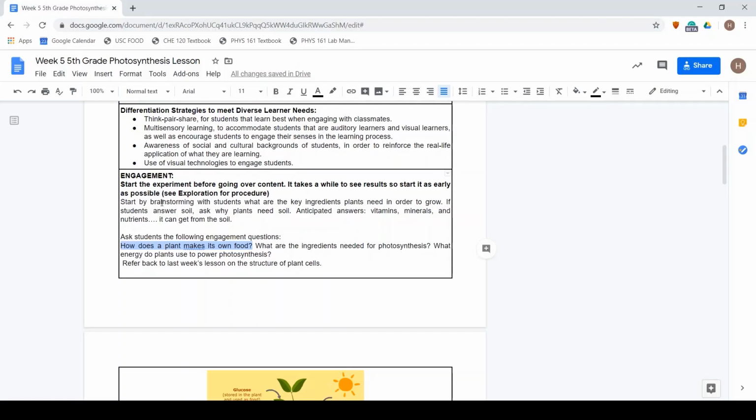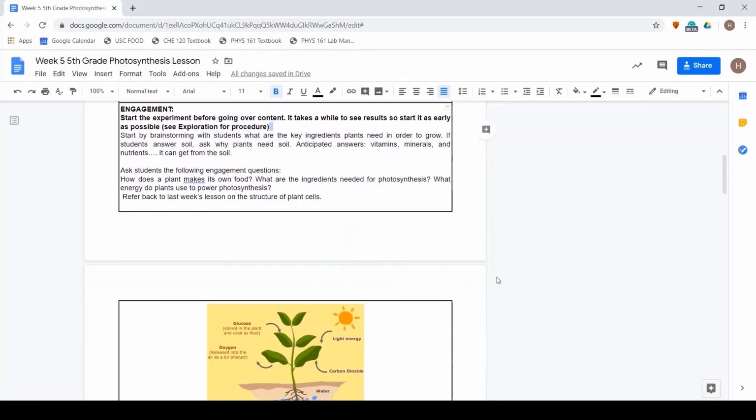So that's why a brainstorming activity before the question is super important to get those ideas flowing, so they can kind of get their minds off the experiment and come back to it later, because we're going to be going back to it later when we're discussing what's actually happening within the flower itself.